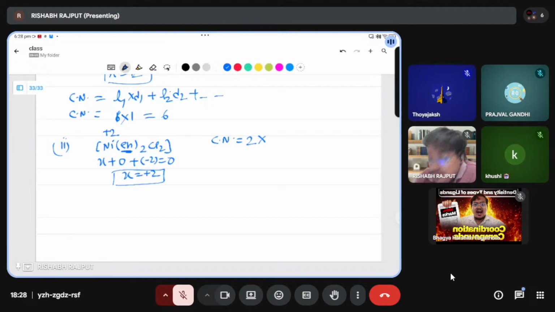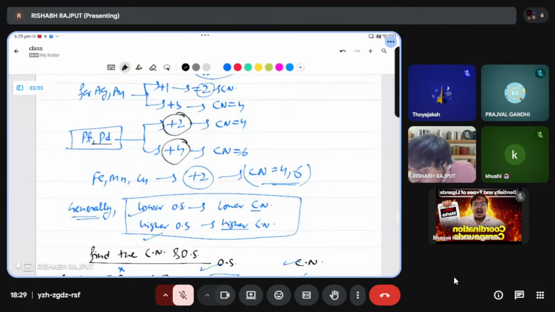See, guys, one thing I mentioned here: for platinum, oxidation state plus 2 is there, and plus 4 is there. And for plus 2 and plus 4, you have coordination number 4 and coordination number 6. You can observe here. So that is why I'm writing here. For EDTA, minus 3 is also there and minus 4 is also there. But in that you have one problem.